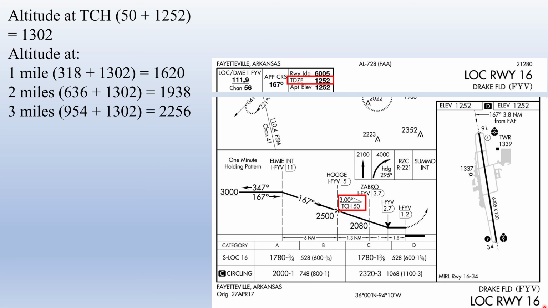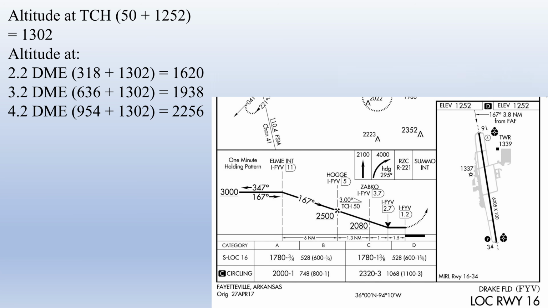Pretty simple fix. All we have to do to figure out where this 1, 2, and 3 mile point is in terms of our DME indication is add that 1.2 miles to these numbers here. So our DME distances for the 1 mile point will be 2.2 DME. The 2 mile point will be 3.2 DME, and the 3 mile point will be 4.2 DME.